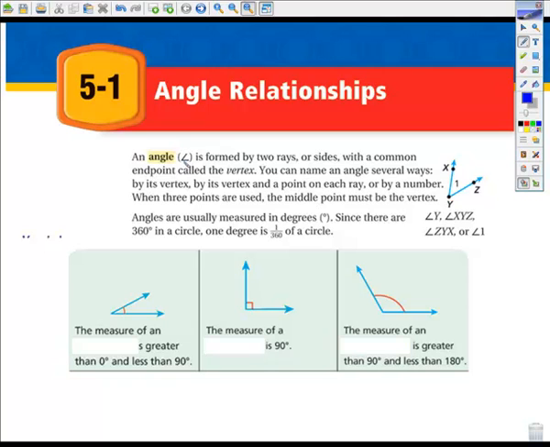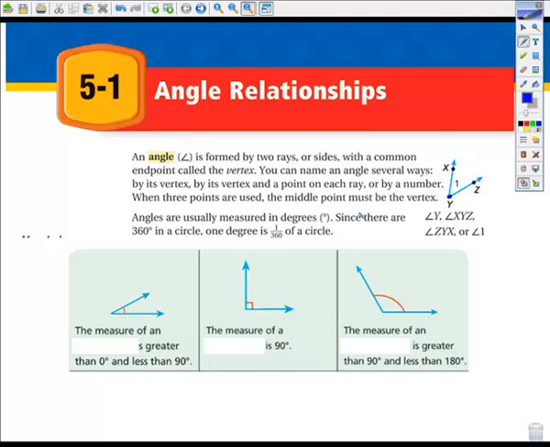It looks like a squished sort of a less than symbol, or not quite as squished as a less than symbol. And it's formed by two rays, which are arrows, their sides, with a common endpoint called the vertex. So here we've got the ray YZ and the ray YX. They come together at vertex Y and they form an angle. Notice at the ends of the angles you do have the arrows because they're formed by rays.